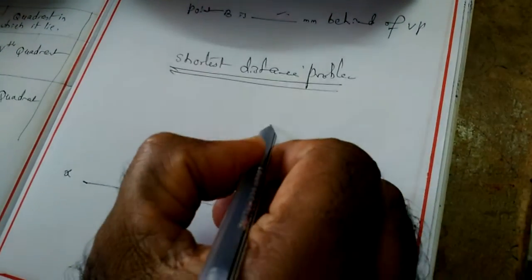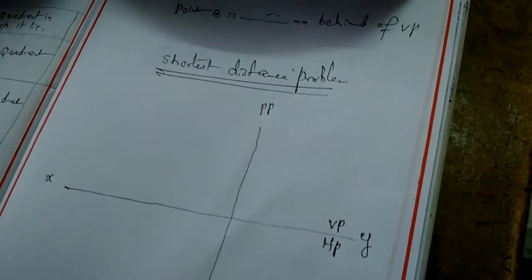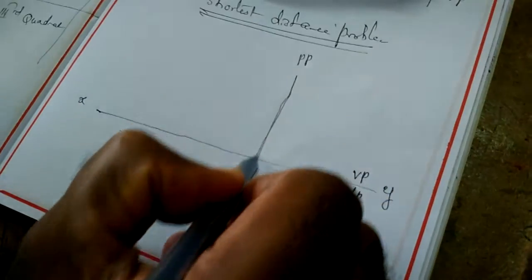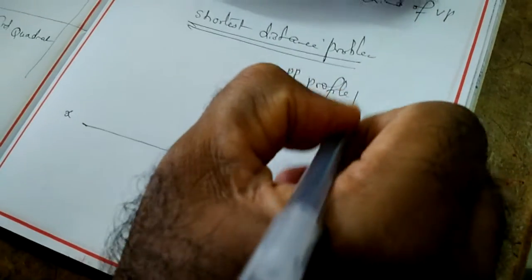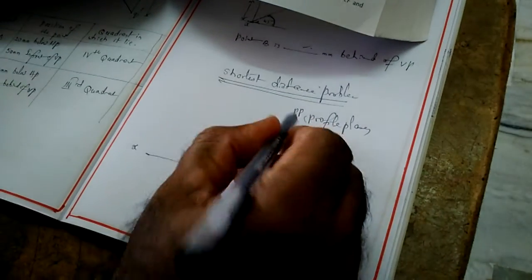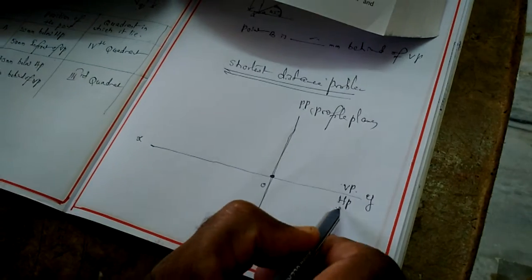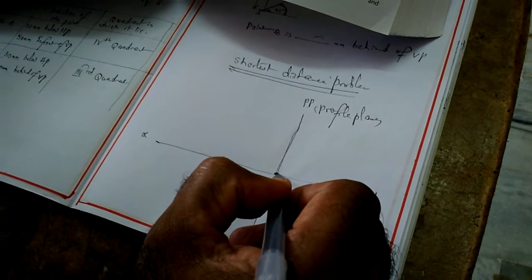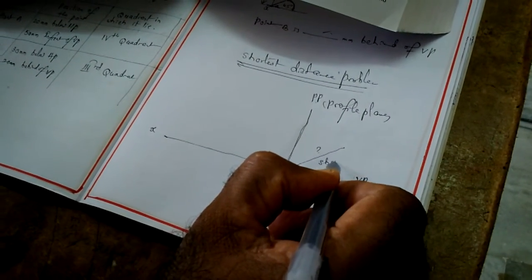So first we want to draw the profile plane, PP. PP means the plane which is used to draw the side view. This point is the intersection of HP, VP and PP, and it is called O. From here, this gap, this distance, is called the shortest distance.